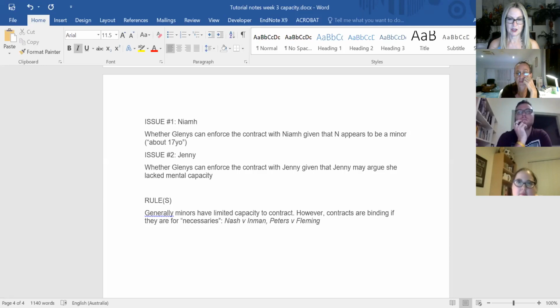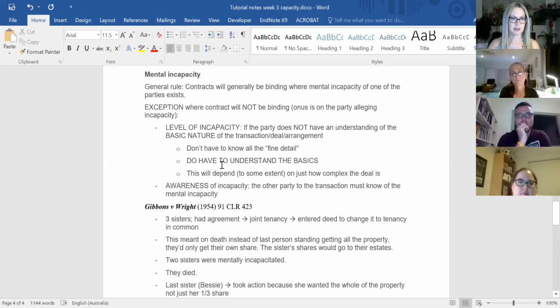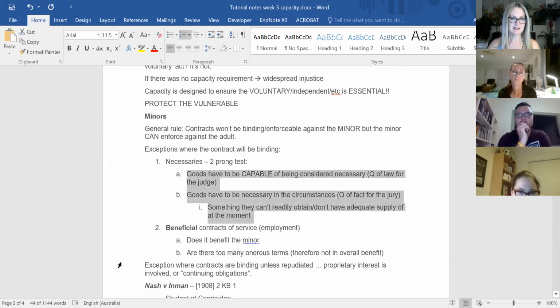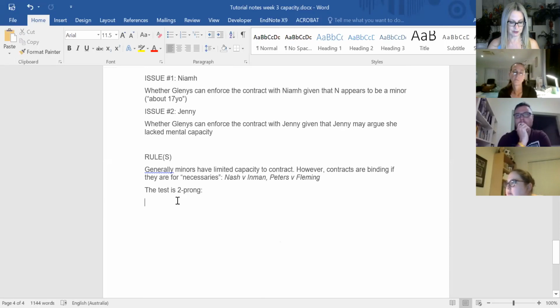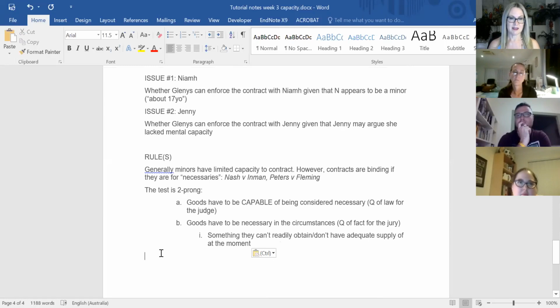Okay. The test is 2-prong. And then we have our 2-prong test. We can just copy that, can't we? Goods have to be capable of being necessary, and goods have to be actually necessary. This stuff would all go into your rules section. Okay? And then you'd probably go ahead and start your application.